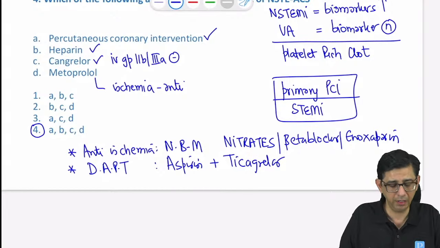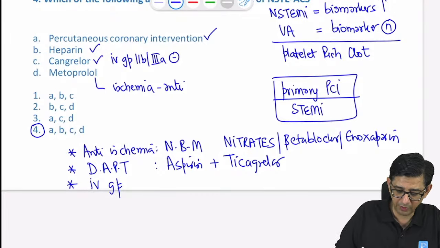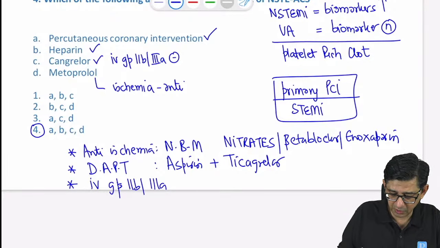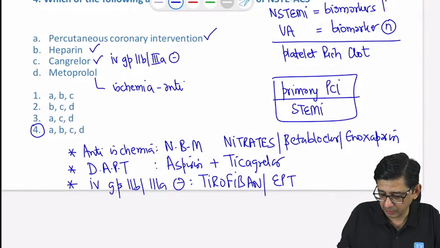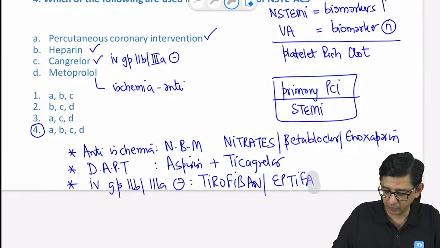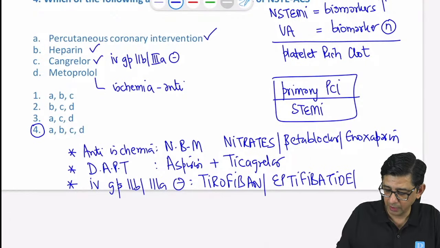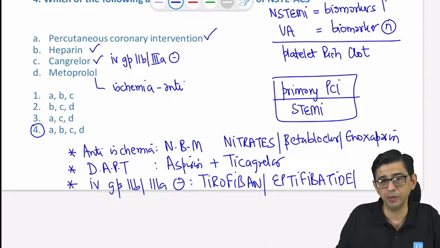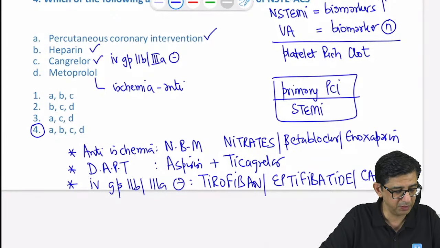And then subsequently in our management, we'll be using intravenous group 2B 3A platelet inhibitors. Those are going to be any one of the following. I'll just mention the names here. The standard drugs that we use are, we can use tirofiban, we can use eptifibatide, or we can use cangrelor. You can remember cangrelor as like the brother of ticagrelor only. The only difference is one we are using orally, the second we are using intravenously. And then subsequently when the group 2B 3A platelet inhibitors have been scheduled, the next approach that we will use in a high risk patient would be to go ahead with percutaneous coronary intervention.